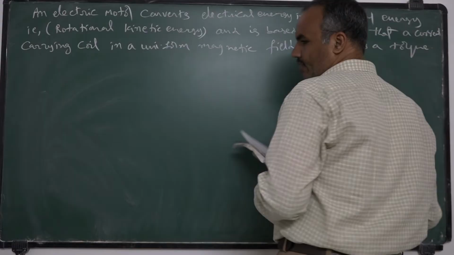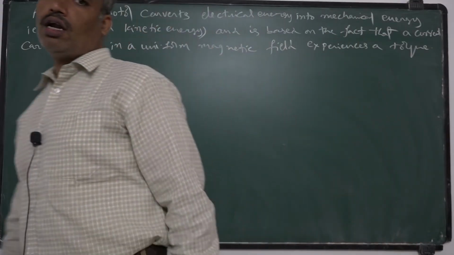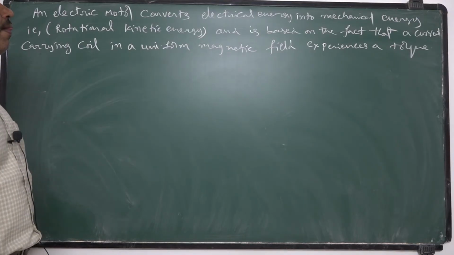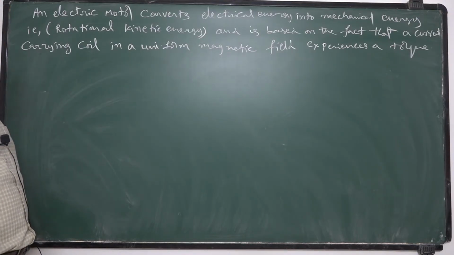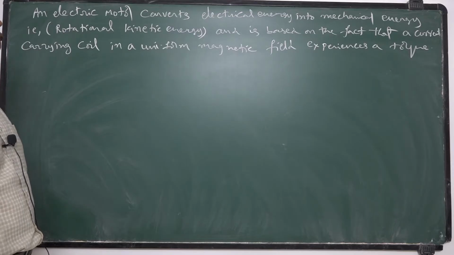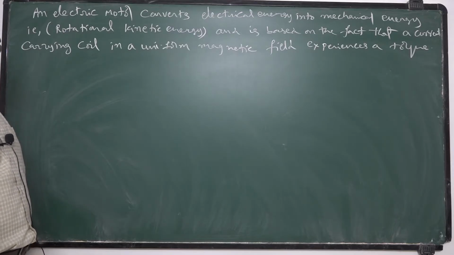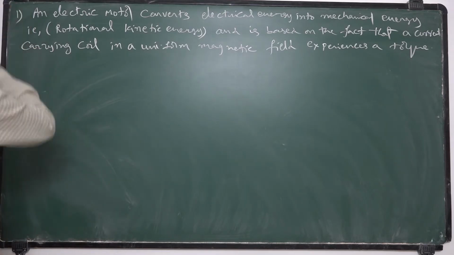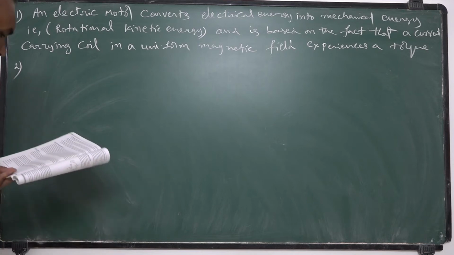Already we discussed the torque concept. What is the torque experienced by a current carrying coil kept in a uniform magnetic field? Based on that fact, this DC motor is working. This is the first point. Now the second point related to the DC motor I am going to discuss.